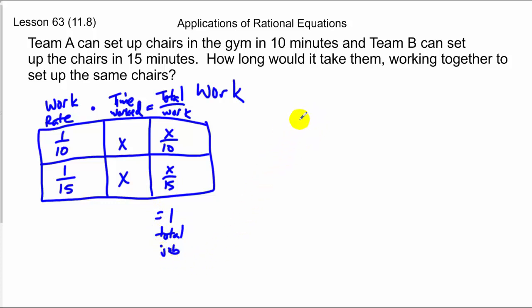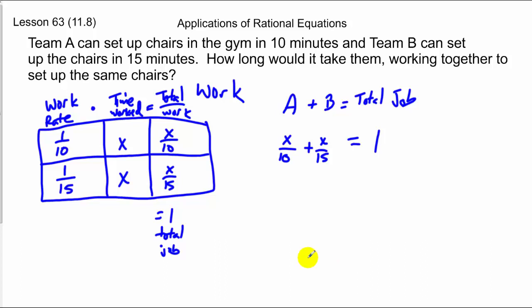So in this case, I take Team A's fraction of work, which is x over 10, Team B's fraction of work, which is x over 15, and set that equal to total job, which in this case, and pretty much in every case, is 1. So now you'll notice I have a rational equation.